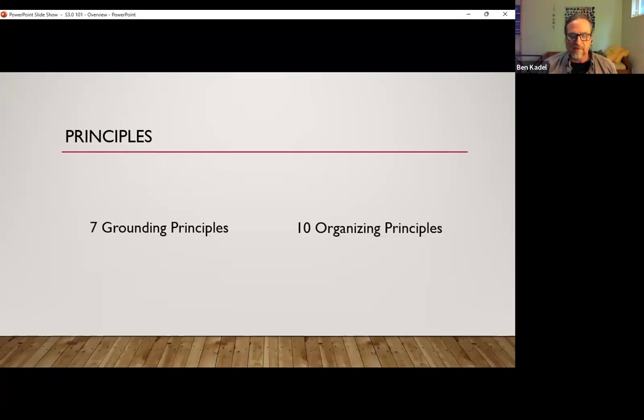And there are two sets of principles that we're going to talk about. The first are what I call the grounding principles. These are really the basic requirements that you need for sociocracy to work in your group. You need to have everyone signing on to these basic principles or else it's not going to work. And then there are 10 organizing principles, which, once we have that foundation, give us the tools for being able to evolve and move towards our goals in an effective way.